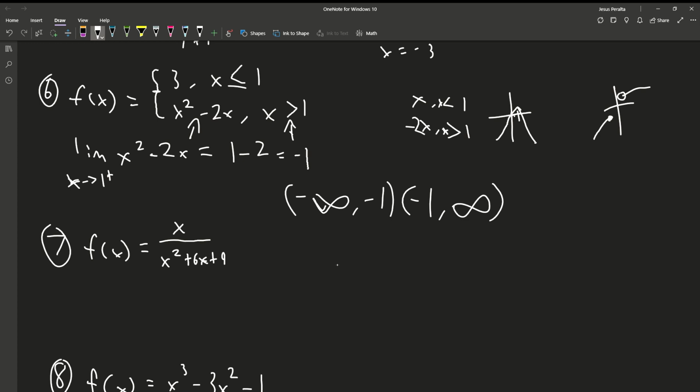And then this one, you could just factor it, and then x plus 3. From here, the bottom would equal 0 when x is -3, because -3 plus 3 would give you 0 times x plus 3, so that's where you would have a discontinuity. So it would be negative infinity to -3, and then from -3 to infinity.